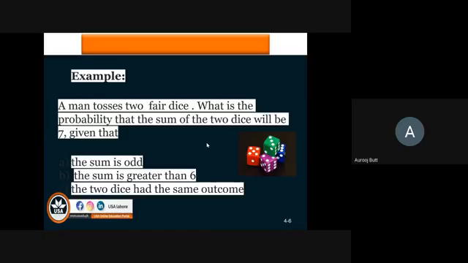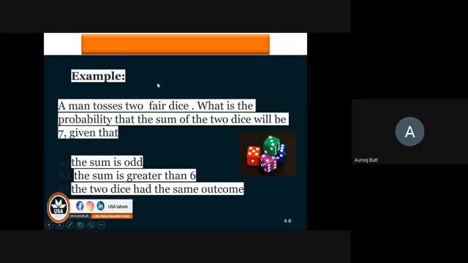So coming to the example: a man tosses 2 fair dice. What is the probability that the sum of the 2 dice will be 7, given that the sum is odd? The B part is stated as the sum is greater than 6, and the C part is stated as the 2 dice had the same outcome.